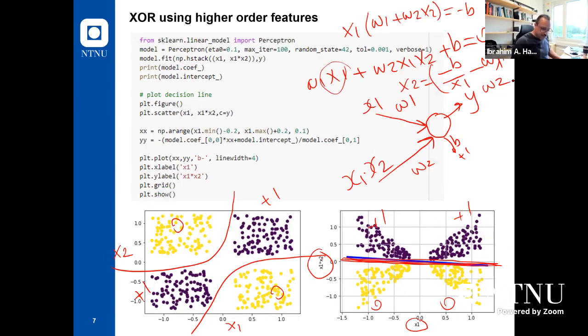So this is the code. I trained it using a perceptron. Do you see? I just used a perceptron from sklearn. I used a linear model.